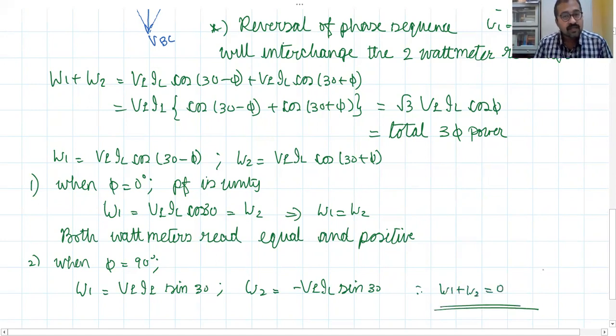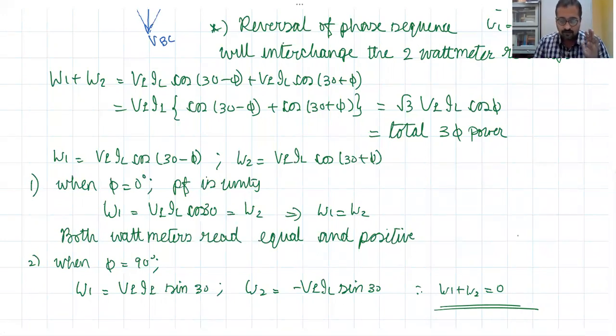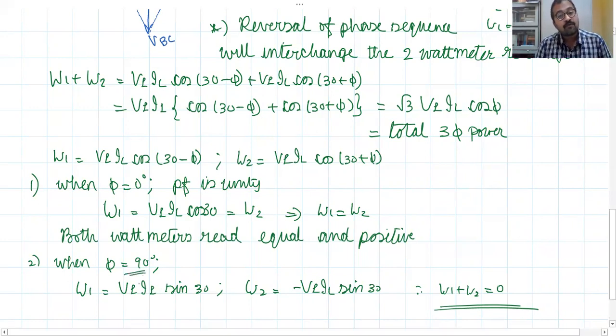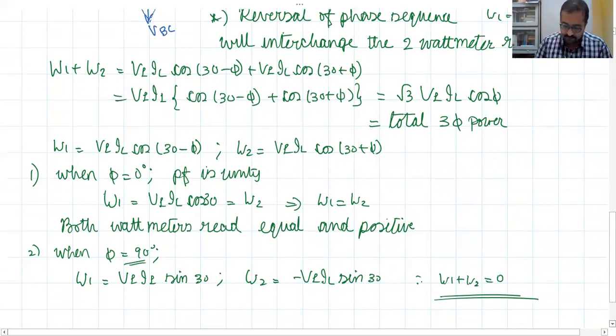We know that a pure inductance or a pure capacitance will not consume active power. It will just store and release the reactive power, that's all. Active power is consumed only by a resistance. Since phi is 90 degrees, it is a pure inductance or a pure capacitance, and hence the total power consumed will be equal to 0. Fine. Next case.